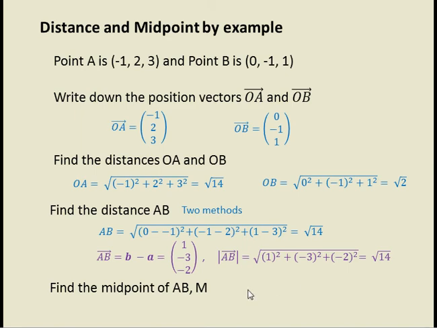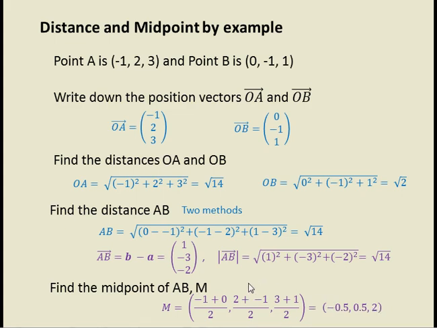Now, to find the midpoint, you'll find a formula in your formula book or in your textbook that the midpoint is just like the average of the 2 points. So you look at the x values, and halfway in between -1 and 0 is -0.5. Halfway in between 2 and -1 is 0.5. Halfway in between 3 and 1 is 2.